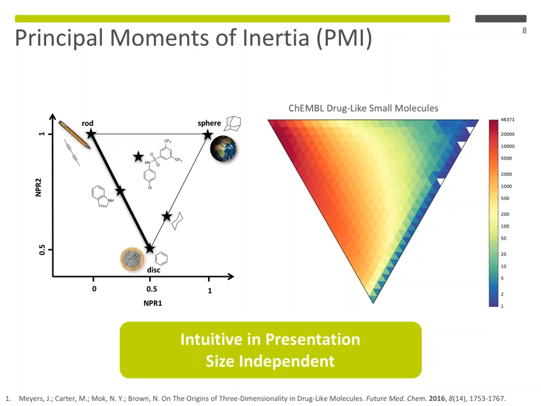On the right-hand side, you can see a plot of the ChEMBL drug-like small molecule data set that we used in our analysis. This is a density ternary plot where the colors represent how many points were within that particular ternary or triangle cell. The legend on the right-hand side tells you about that. So what this represents, I think quite clearly, is that most of ChEMBL drug-like small molecule space is heavily represented by things that tend towards planarity.